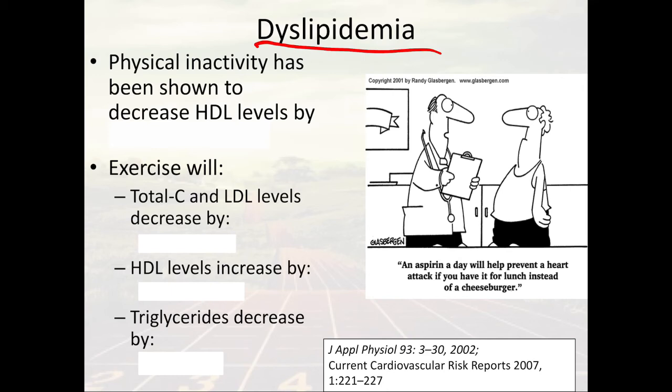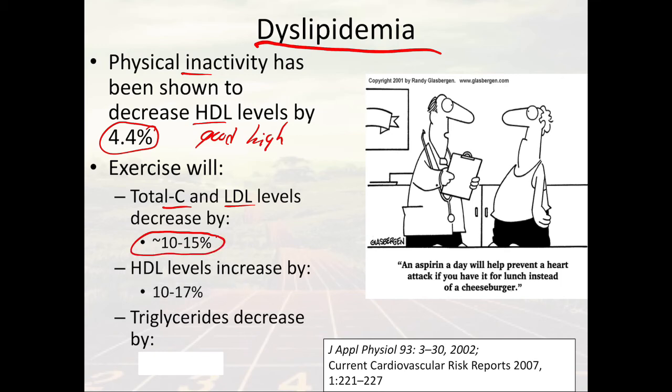What about dyslipidemia? This is blood cholesterol levels, right? So physical inactivity has shown to decrease HDL levels by about 4%. HDL is the good one, the one we want to be high, right? Exercise will change your total cholesterol and your LDL levels, both bad ones. We can see those decrease by about 10 to 15%. Exercise can increase HDL levels by quite a bit, 10 to 17%. Exercise can decrease triglycerides by 10 to 20%. All of these are related to atherosclerosis and buildup of plaque in the arteries.